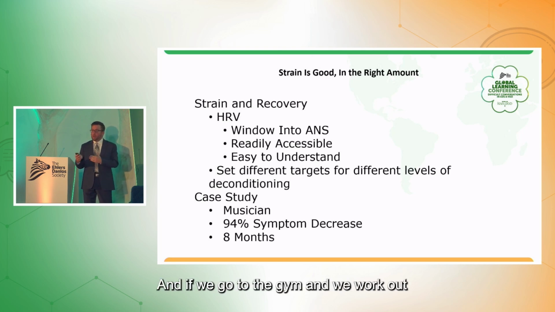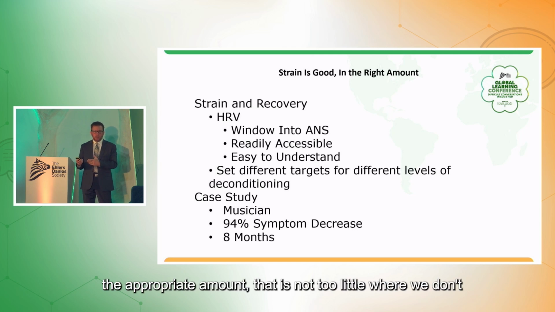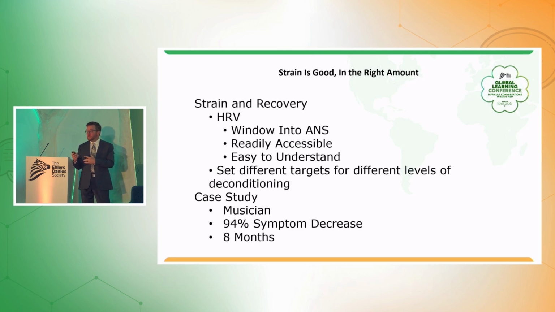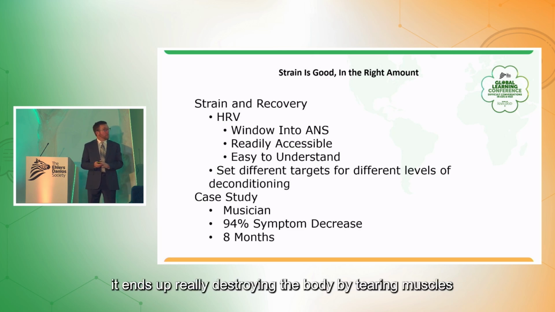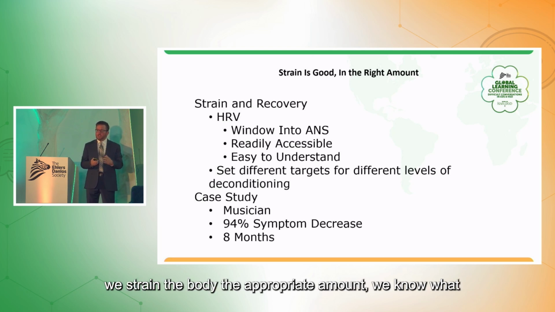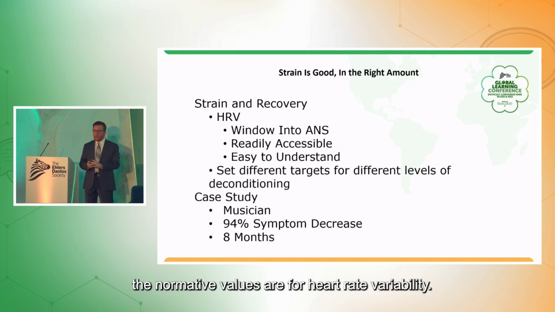And if we go to the gym and we work out the appropriate amount, that is not too little, where we don't really make any gains, or if we work out too much, it ends up really destroying the body by tearing muscles in non-hypermobiles. What we can see is that when we strain the body the appropriate amount, we know what the normative values are for heart rate variability.